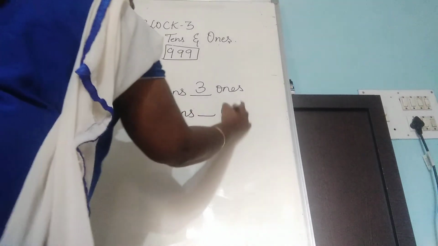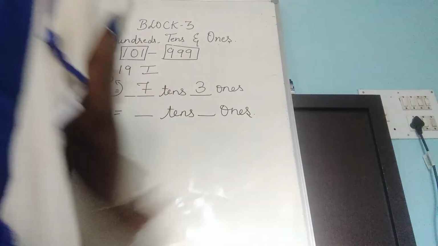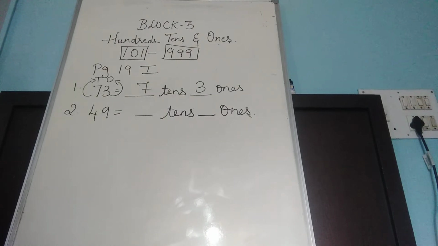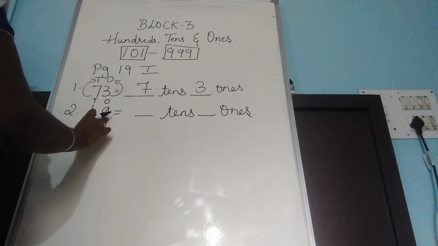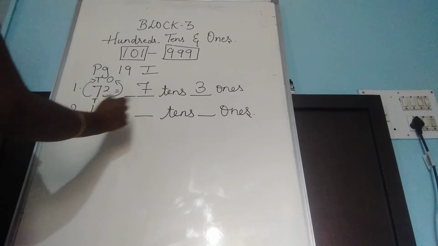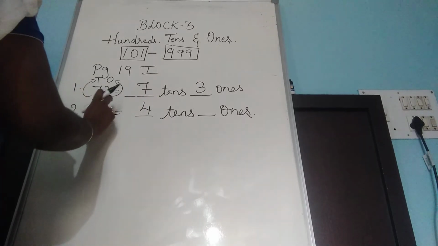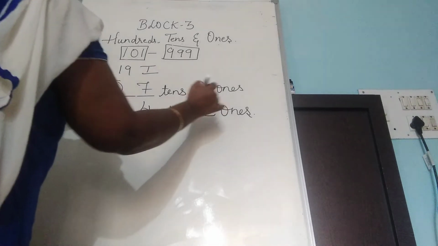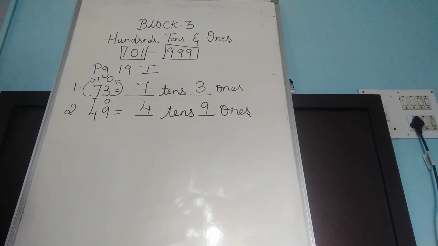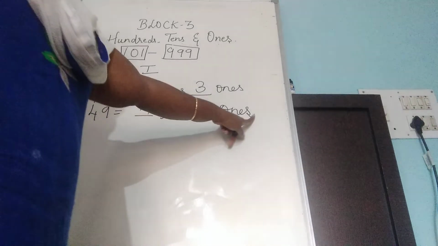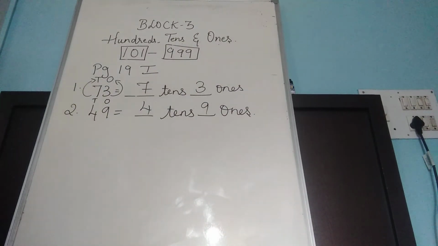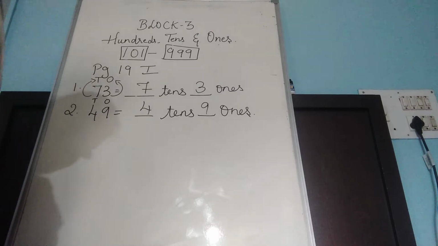So in 49, dash tens dash ones. Here this is O place, this is T place. So 4 is in tens place and in ones place you have 9. So 4 tens and 9 ones. Okay, understood?